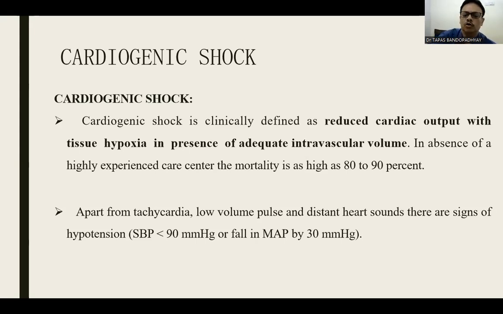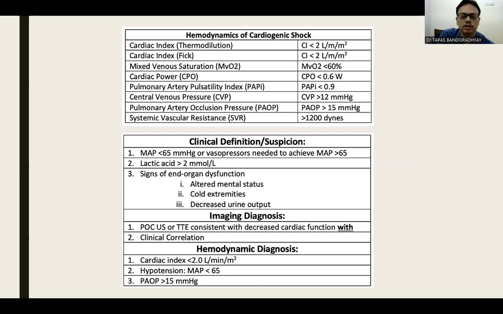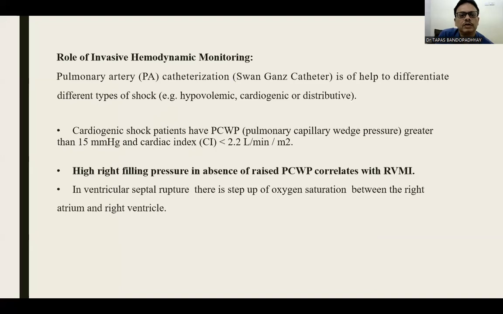Apart from tachycardia, low volume pulse, and distant heart sounds, there are signs of hypotension in the form of low blood pressure, that is less than 90 millimeter mercury, or fall in the mean arterial pressure by 30 millimeter mercury. So this is the hemodynamics. Go to the last part, that is the cardiac index is less than 2, hypotension was there, and pulmonary artery occlusion pressure was raised, and pulmonary capillary wedge pressure was also raised.